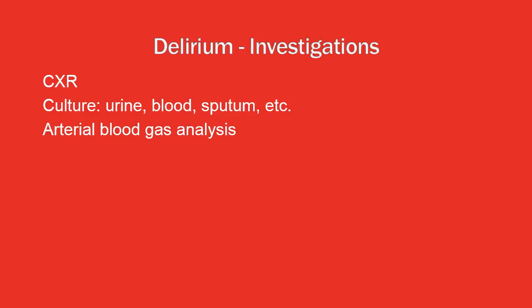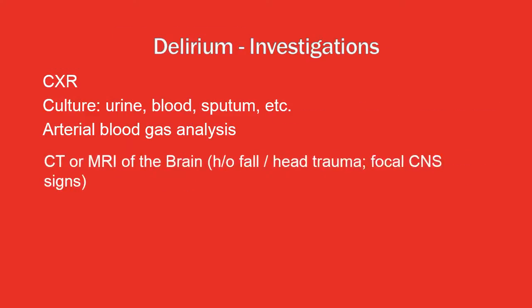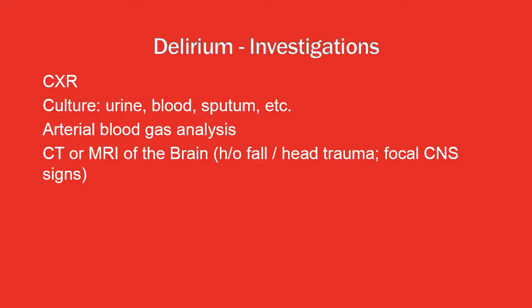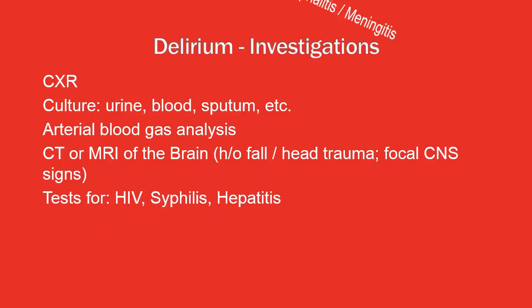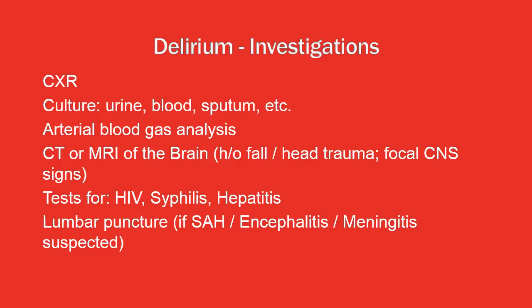These are a few more of the investigations that can be done if the cause is still not clear. It is important not to do all the investigations in every patient. For example, a CT or MRI of the brain is not routinely needed for a patient with delirium. But if there is a history of fall or head injury, or if there are any focal neurological signs, then a CT or MRI would be useful.